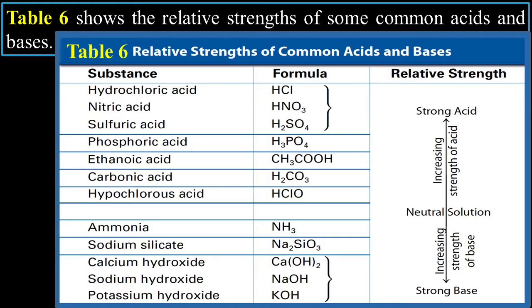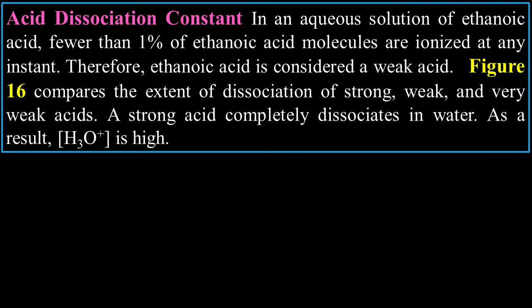Table 6 shows the relative strength of some common acids and bases, such as hydrochloric acid and nitric acid, which are among the strongest acids, down to sodium hydroxide and potassium hydroxide, which are among some of the strongest bases. You can see that ammonia is a relatively weak base, as is ethanoic acid or acetic acid. Hypochlorous acid is a very weak acid and used as a buffer in buffer systems.